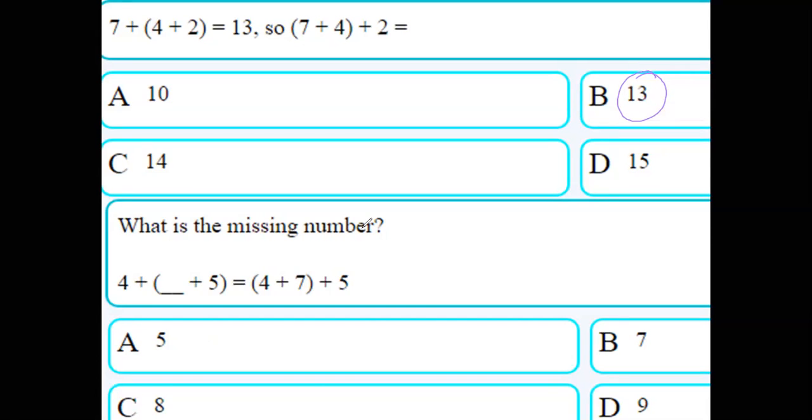What is the missing number in that? Anyone is fine. Sir, 7, sir. You said 7. Okay, let's try. What is 7 plus 5? 12. 12 plus 4, which is 16. Is that correct? Yeah, it is correct.